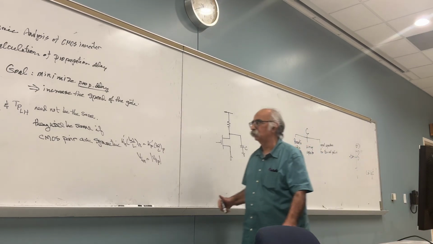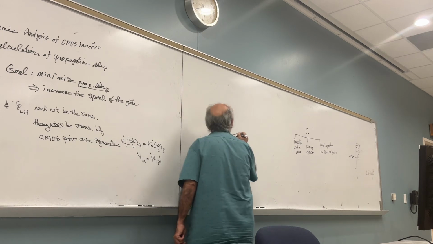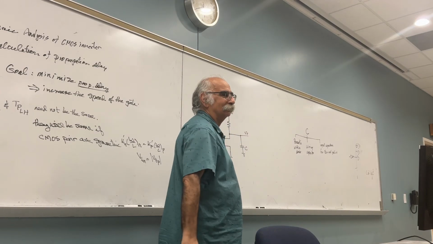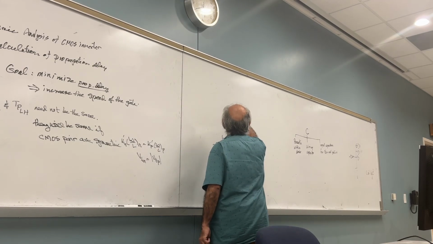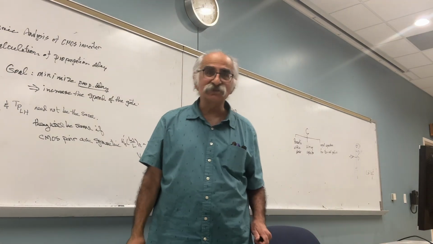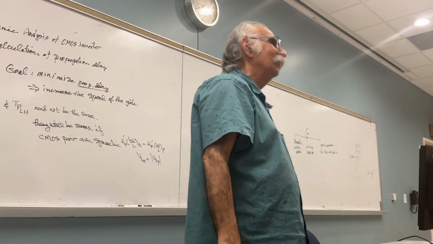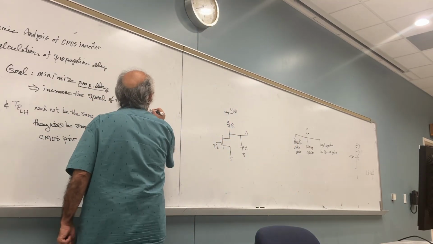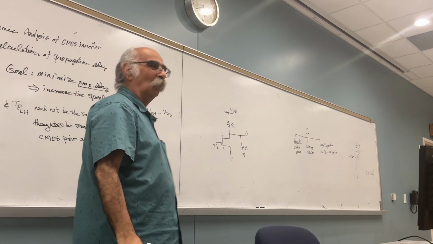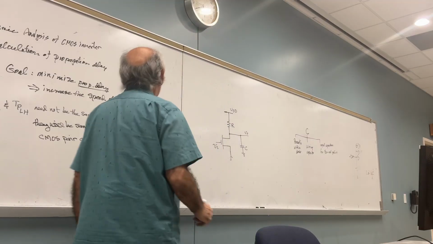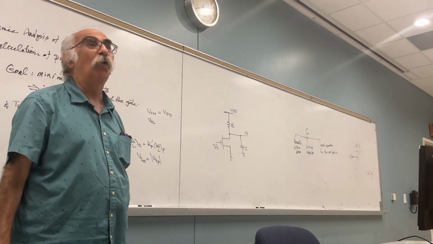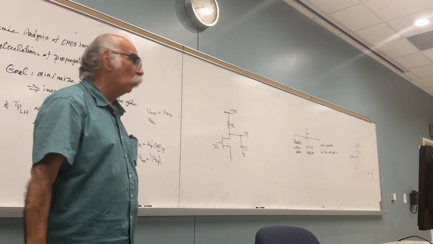We'll get to all of these in just a second. This is the input, this is the output. Now, this is the resistive loaded inverter. What did we see in the resistive load? What is VOH? VDD. Good. VOL, was that zero or not zero? Not zero.